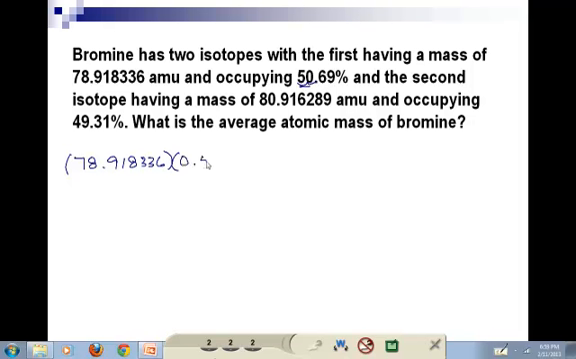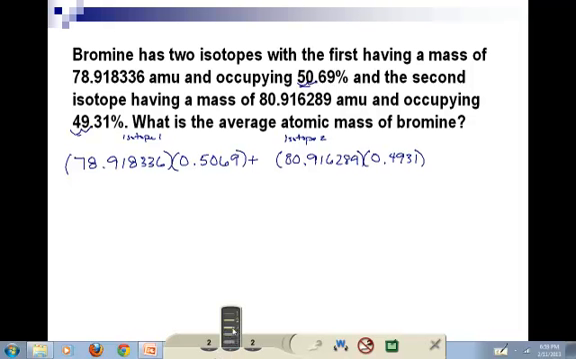So 0.5069. We're going to add it to this. This is my isotope 1 here. We're going to add it to isotope 2. So I have 80.916289 multiplied by this fractional abundance, 1, 2, this direction, 0.4931.